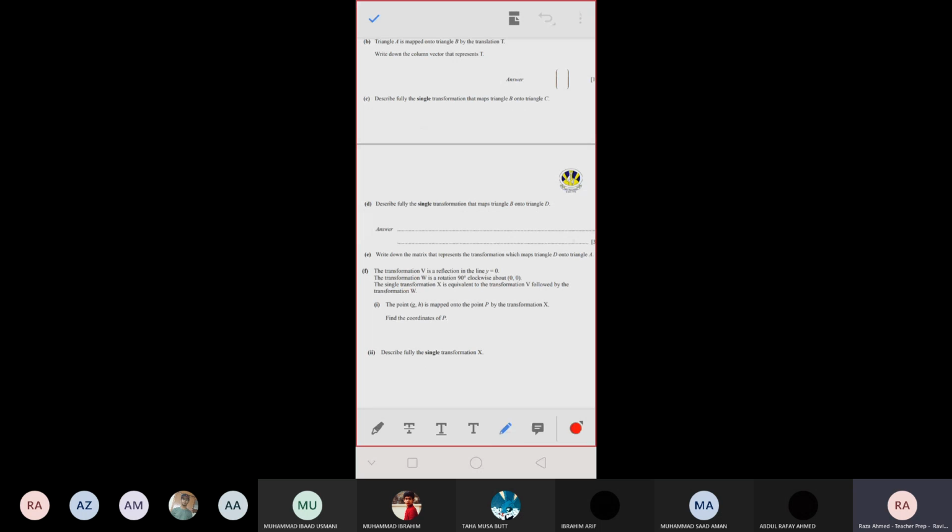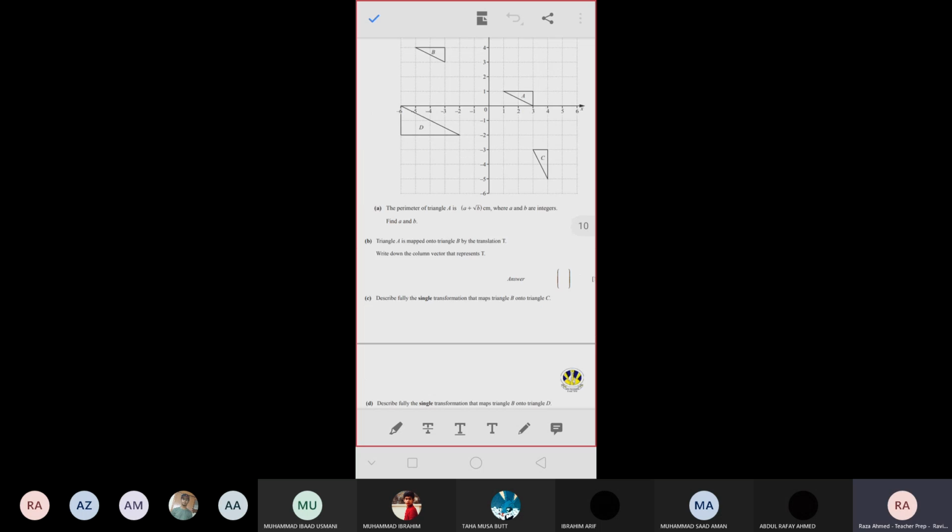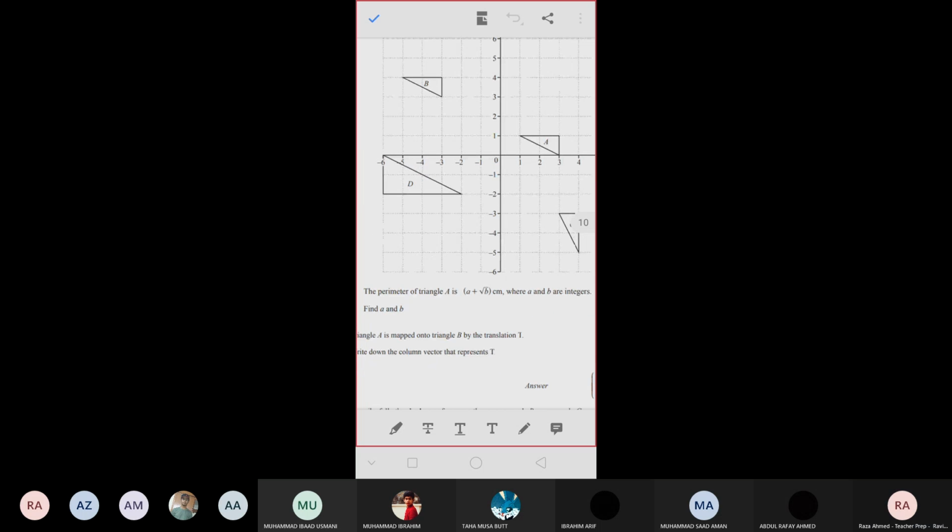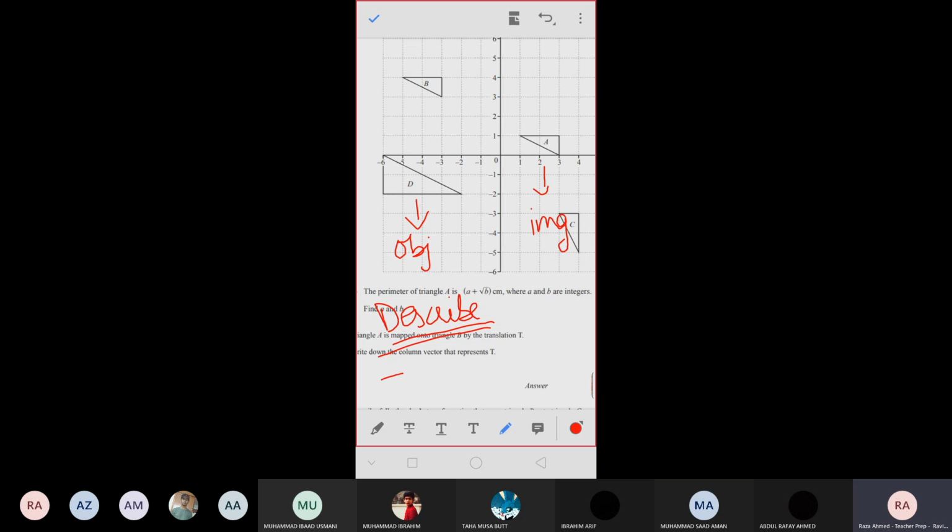Part 8E says write down the matrix that represents the transformation which maps triangle D onto A. Okay. So let's have a look at the question. Let me zoom into that. Triangle D is the object. Triangle A is the image. Now, first of all, understand that for enlargement, we have a separate type of criteria. First of all, if I ask you, and this is very much simple, describe to me what type of transformation is this? Who will volunteer?